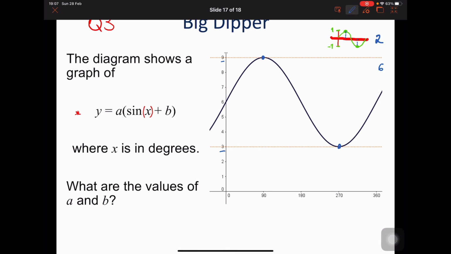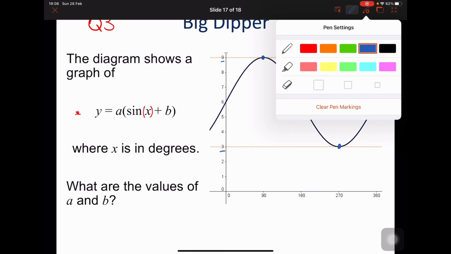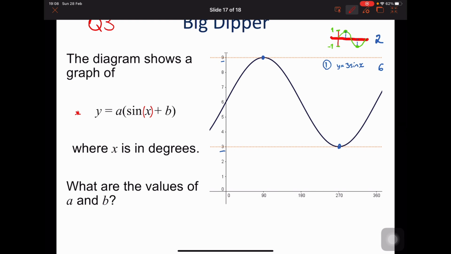So it's very clear that we will be multiplying our sine x by 3. So that's the first transformation. y equals 3 sine x. And let's do a quick sketch. So 3, negative 3. It will go something like this. So that's our graph for y equals 3 sine x.